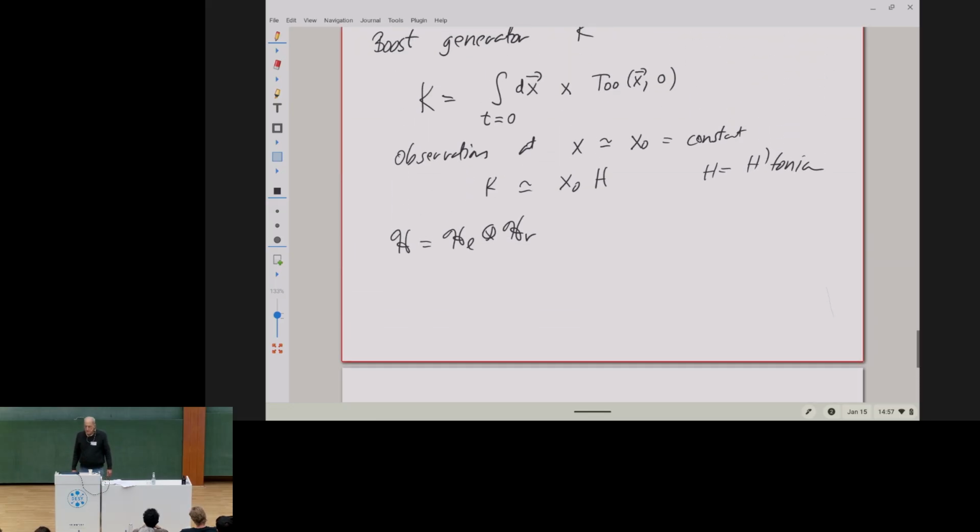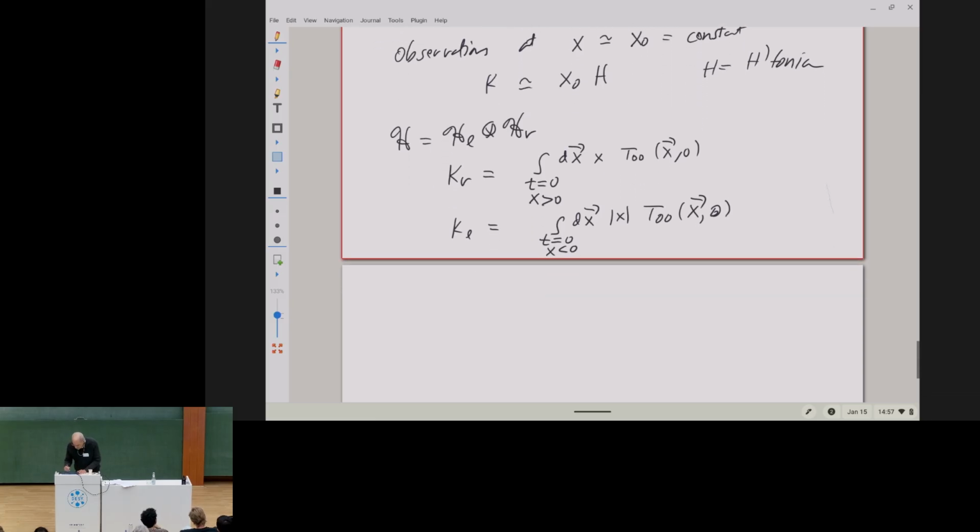We want to write the boost generator as a sum or difference of operators that act separately on H left and H right. To do that, I'll define K right to be the part of this integral at positive x, and then I'll define K left to be the part of the integral at negative x, but since x is negative, I'll put in an absolute value, so I still get an operator that would move us forward in time. And because I've done that, the relation between K and K right and K left is that K is K right minus K left. And K right formally is an operator on H right. K left is an operator on H left.